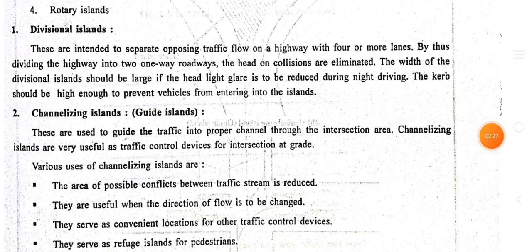So in this divisional island, these are intended to separate opposing traffic flow on a highway with four or more lanes, thus dividing the highway into two-way roads, and the head-on collisions are eliminated. So the width of the divisional island should be large if the headlight glare is to be reduced during night driving, and the curb should be high enough to prevent the vehicle from entering into the island. So it's called a divisional island.